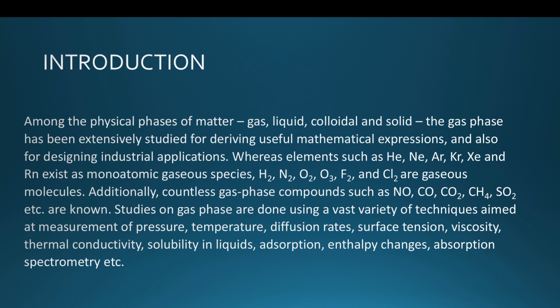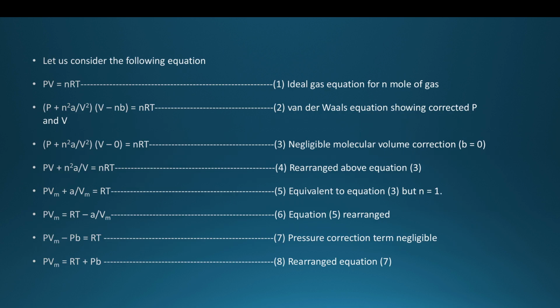As we all know, some elements occur as gases: argon, neon, krypton, xenon, helium. Some molecular elements also occur as gases: hydrogen, nitrogen, oxygen, ozone, etc. And a large number of compounds are in gaseous phase. So we use a number of measurement techniques such as those related with pressure, temperature, diffusion rates, surface tension, viscosity, thermal conductivity, solubility, adsorption, enthalpy changes, absorption spectrometry, etc., deriving various informations.